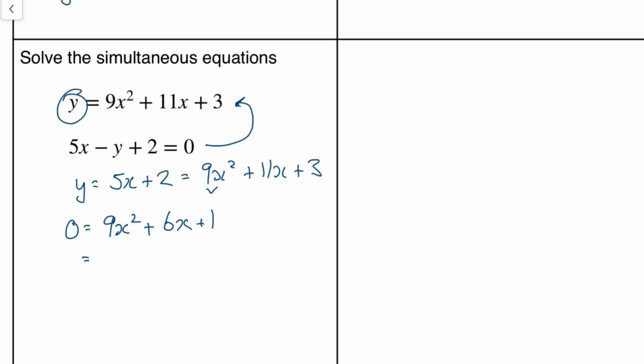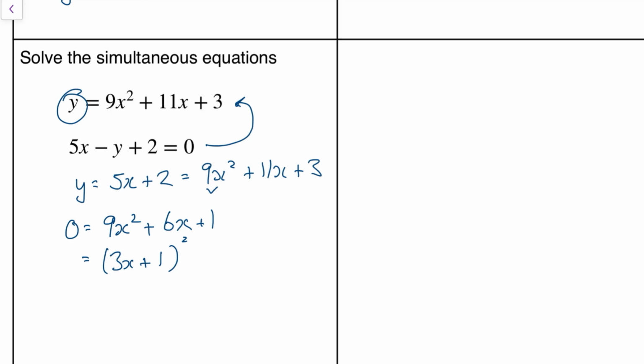So if I attempt to factorize, I do know this one because I've seen this one before. I know this is the same as 3x plus 1 squared, and just to sort of show you that, if I do that, 3x times 3x is 9x squared, 3x times 1 is 3x, there's another 3x there which is 6x, and 1 times 1 is 1. So actually I happen to know this one just by experience of doing it a few times. If you didn't, quadratic formula will fall out, give you the same thing.